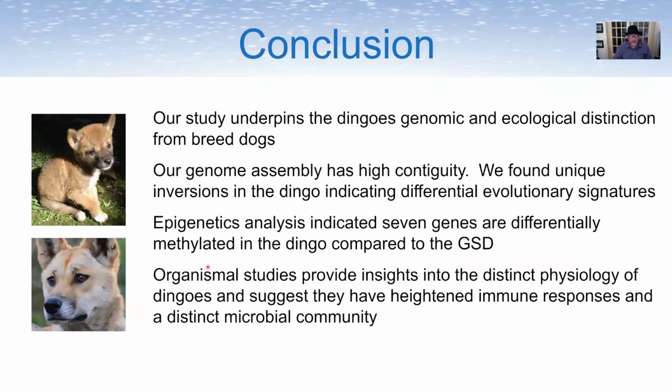So in conclusion, our study underpins the dingo's genomic and ecological distinctions from purebred dogs. Our genome assembly has high contiguity. We found unique inversions in the dingo indicating differential evolutionary signature. The epigenetics analyses indicated 7 genes that are differentially methylated in the dingo compared to the German Shepherd dog. And the organismal studies provide insight into the distinct physiology of the dingoes and suggest they have heightened immune responses, a distinct microbial community, and of course, differences in their scat metabolome that can be utilised for future research and future studies.